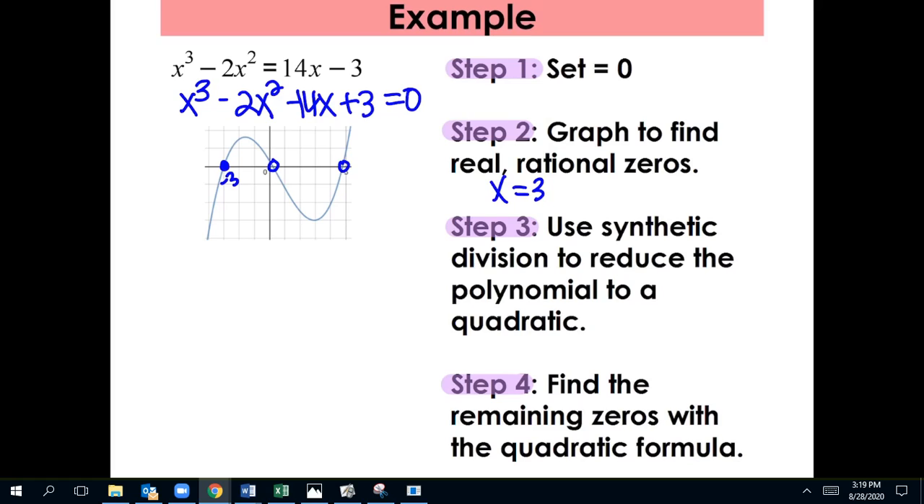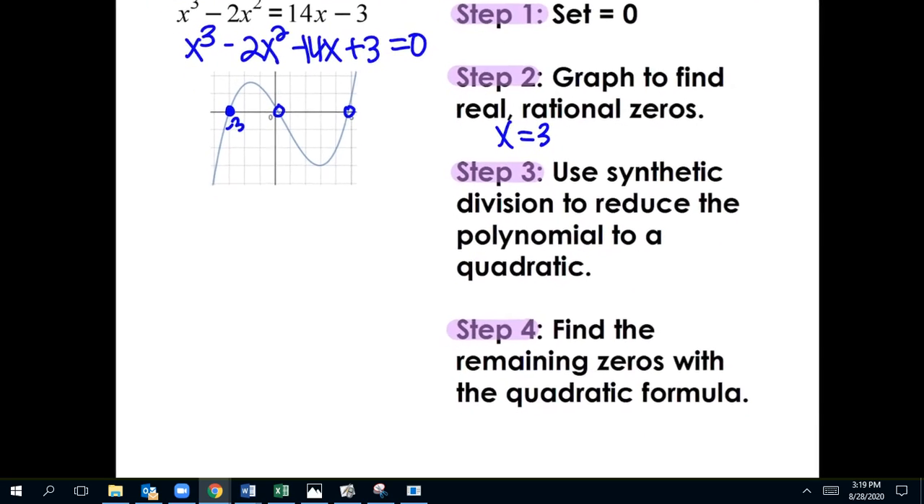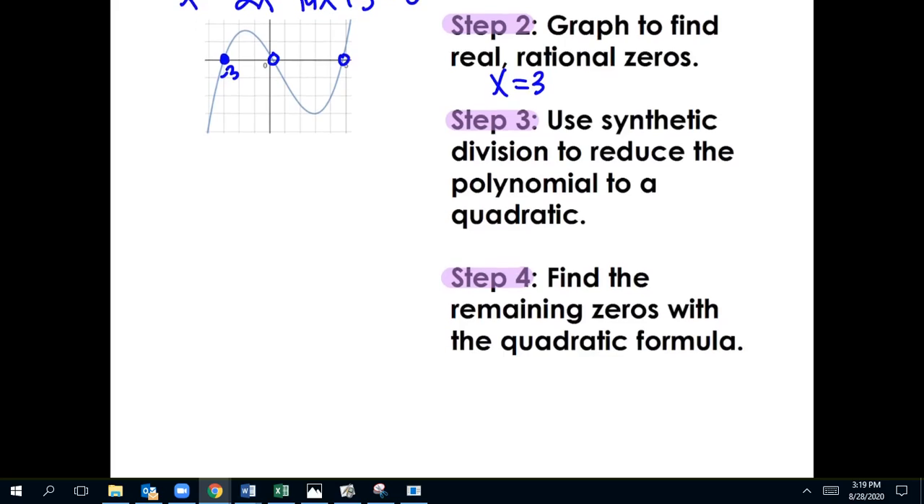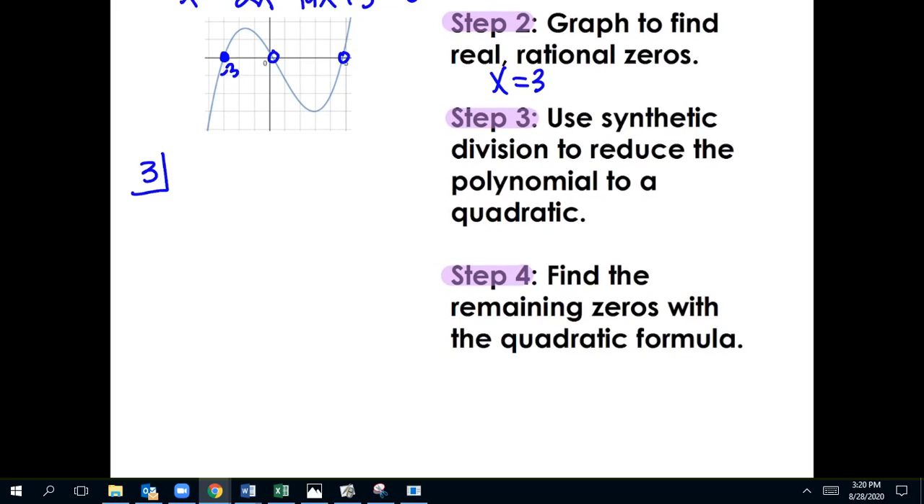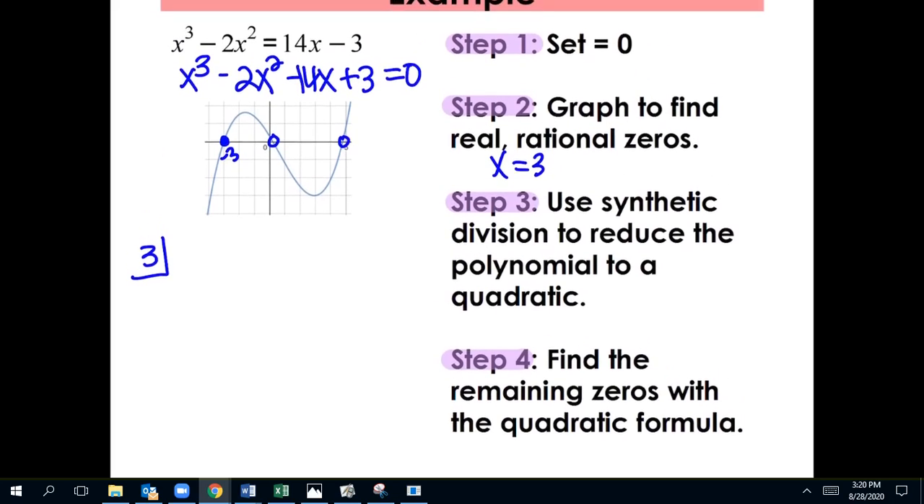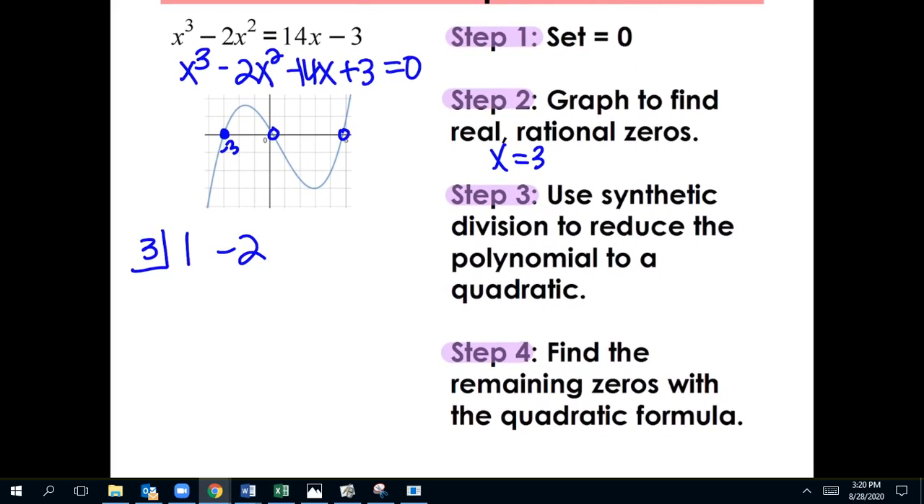Now we'll use synthetic division to reduce the polynomial to a quadratic. I have it already equal to 0, so I don't have to solve for x like I did on the previous example. I already know x equals -3, so I put that in the box. Then I write the coefficients, 1, -2, -14, and 3 across in descending order. I like to draw this line. And then you bring the leading coefficient down, and you multiply and add.